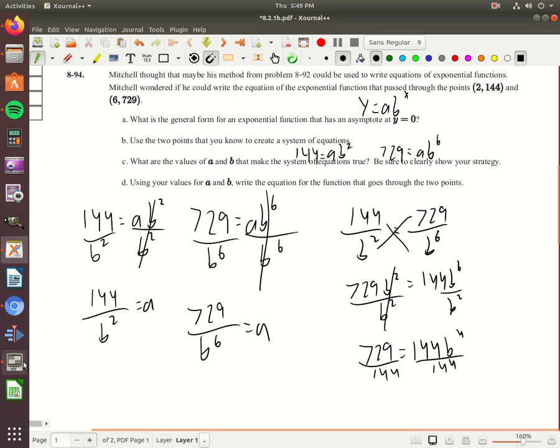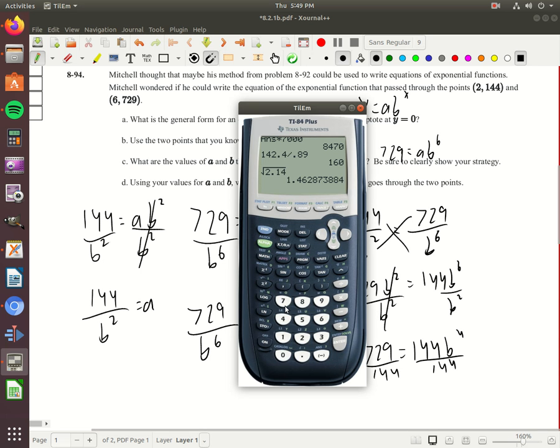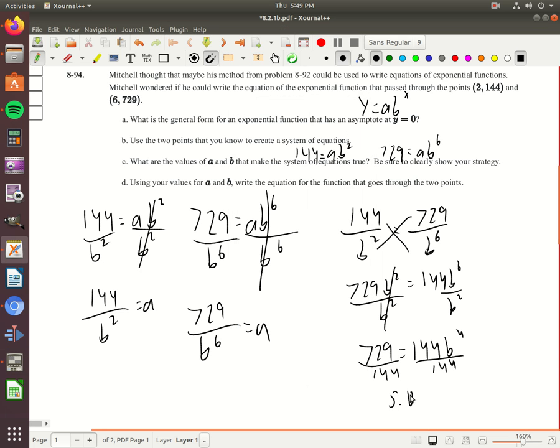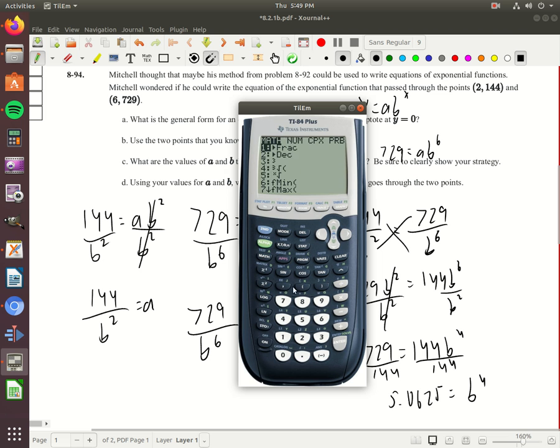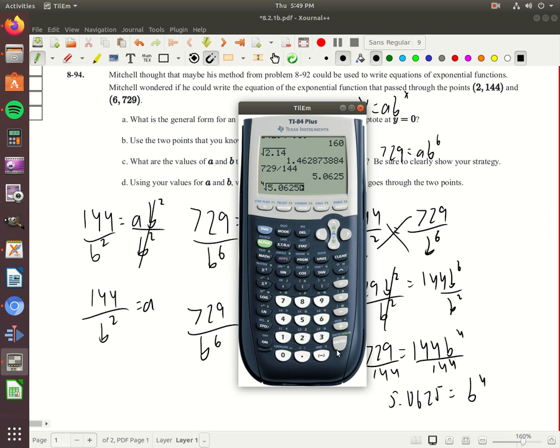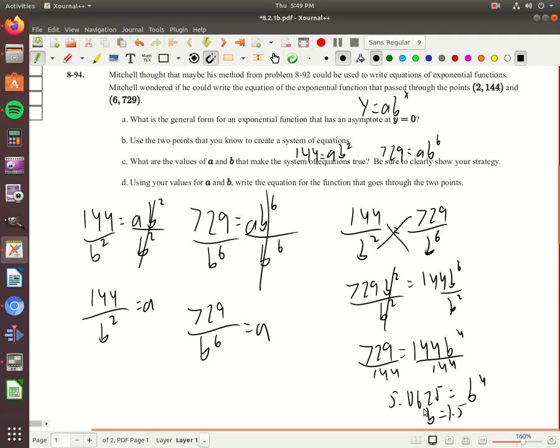So I'm going to get 729 divided by 144 equals 5.0625, which is going to equal b to the 4th. So I need the 4th root. So I'll say 4 math 5. So I'm going to get the 4th root of 5.0625. And b is going to equal 1.5. Now at that point, I need to get my a.